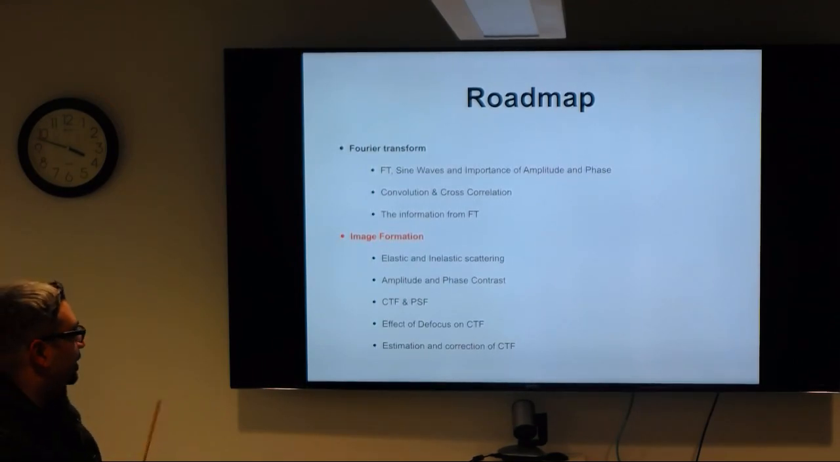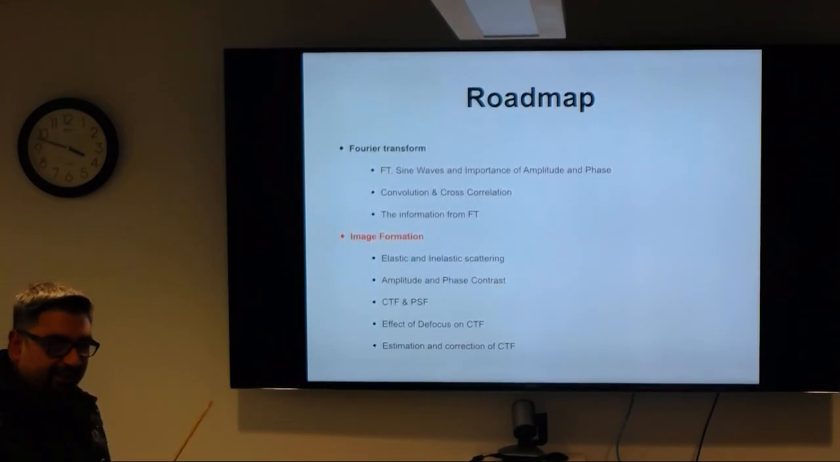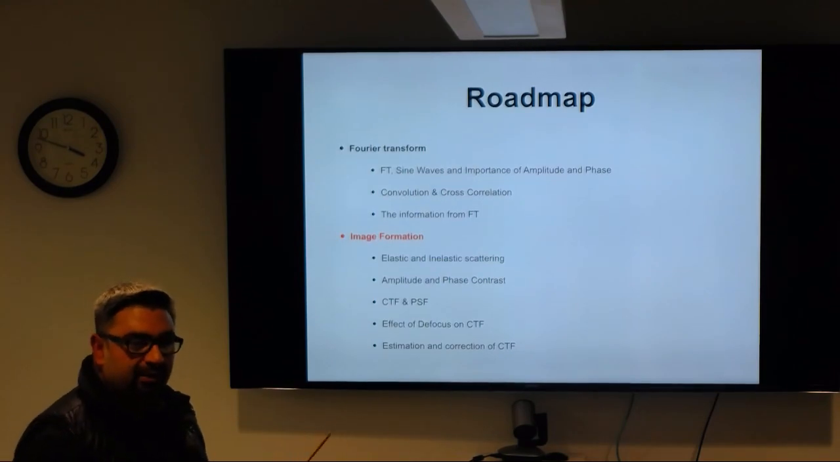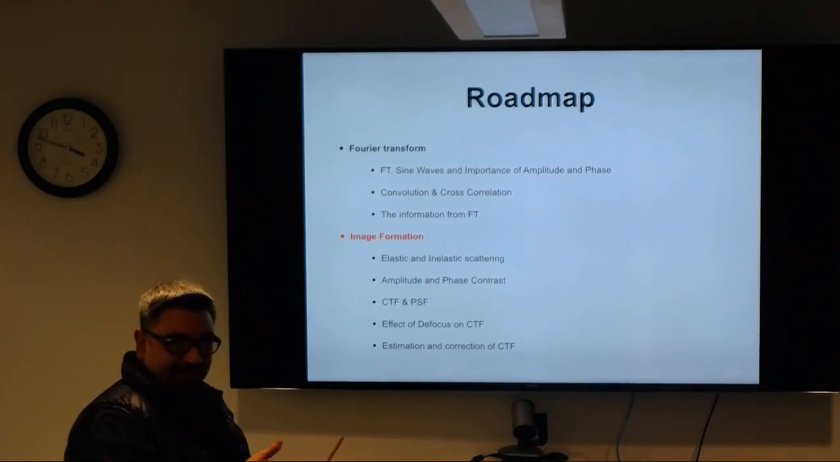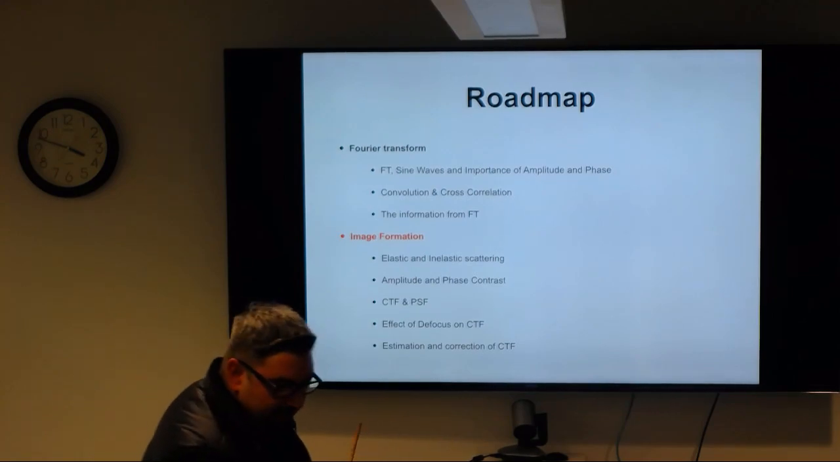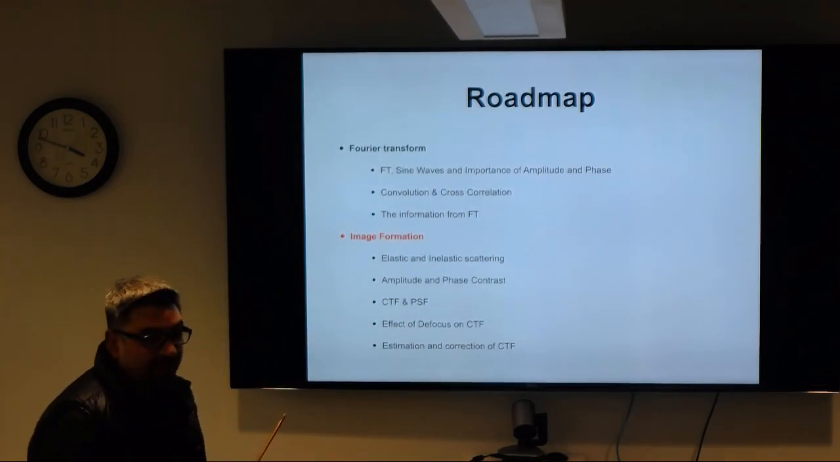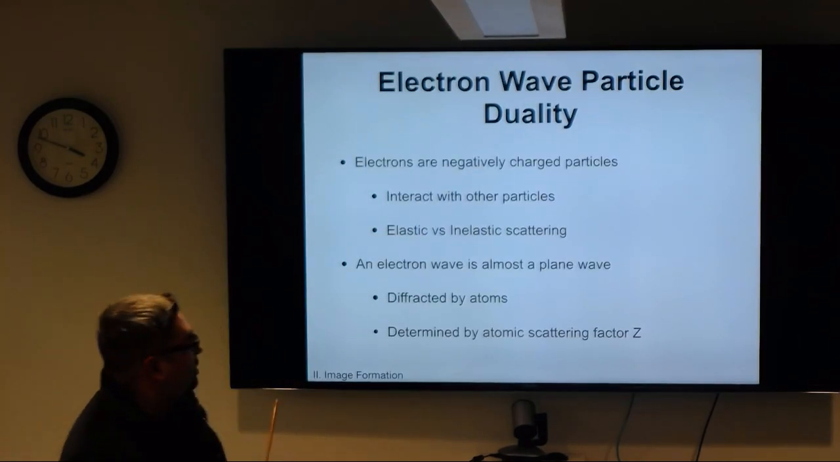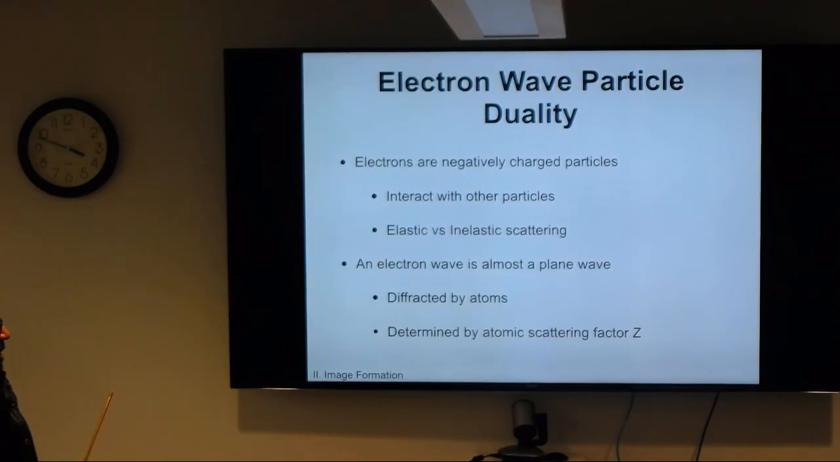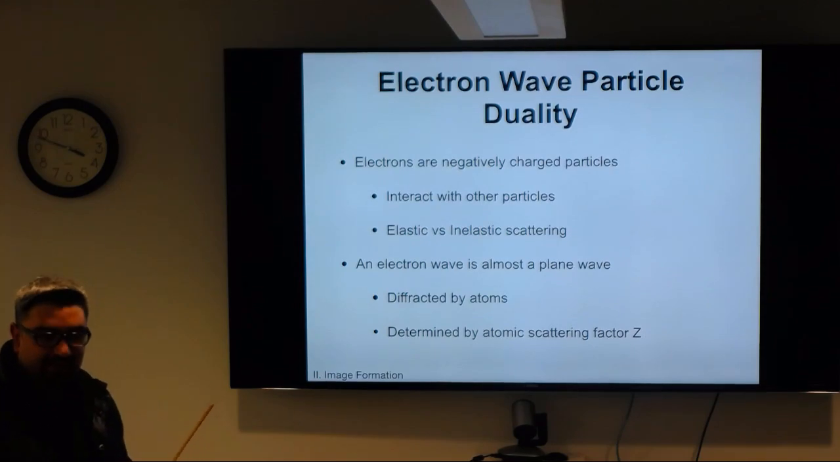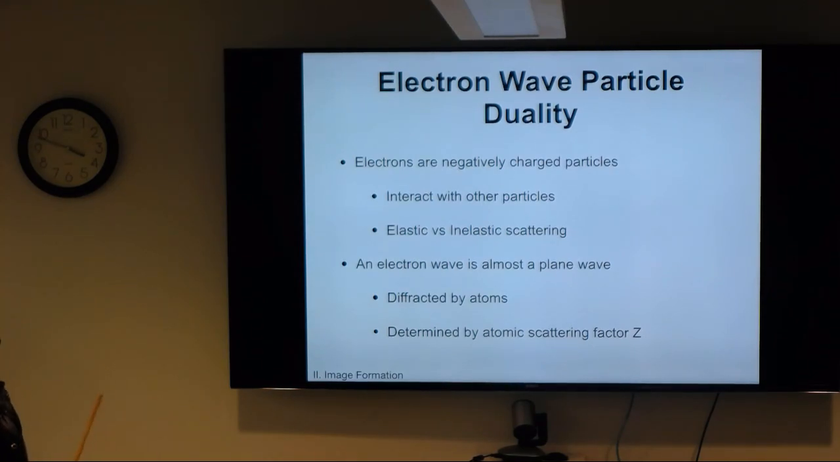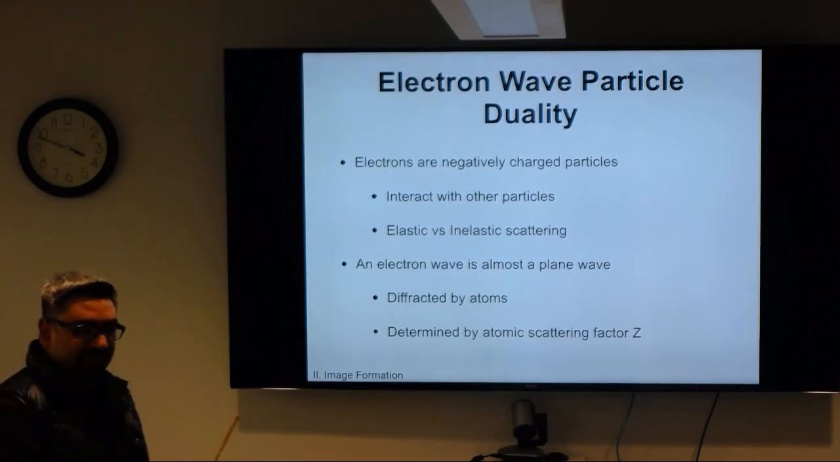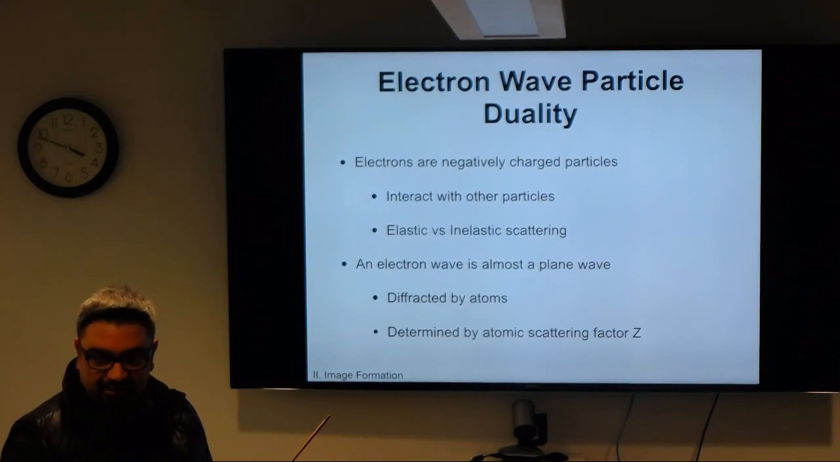Yeah. So these are examples of applications where we would use Fourier space to try to understand what's going on with our samples. Okay, so now we're going to talk about image formation. First of all, let's talk about the duality of the electron. We have an electron which sometimes can act like a particle, sometimes can act like a wave.